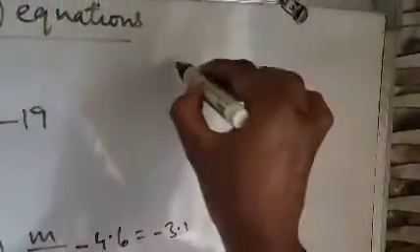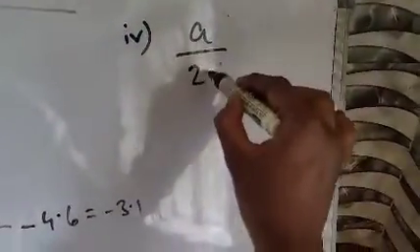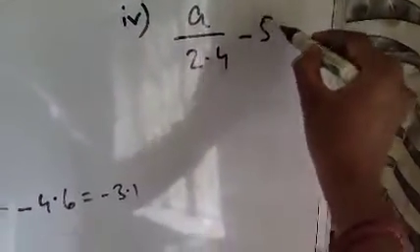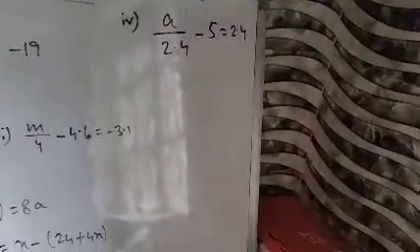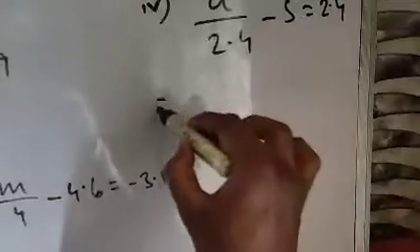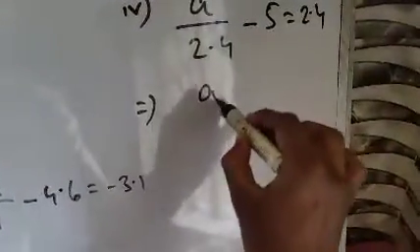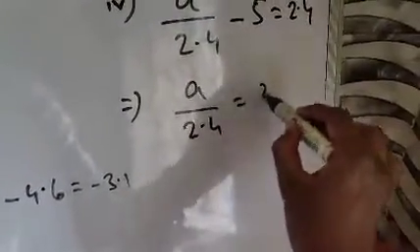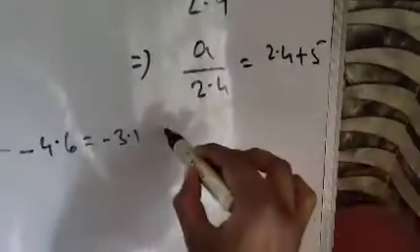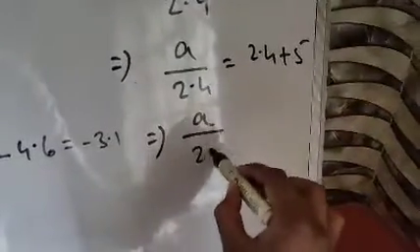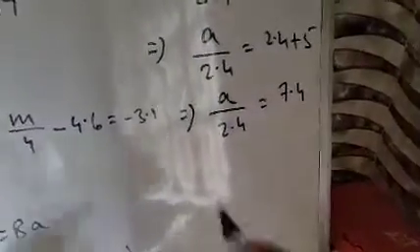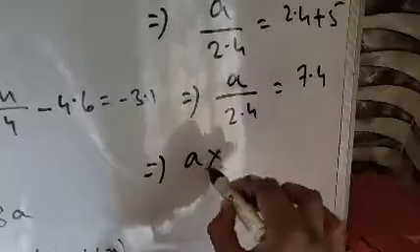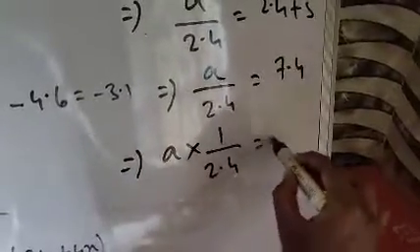Next, question number 4. Equation is a by 2.4 minus 5 equal to 2.4. In the same way, this minus 5 needs to be transferred first. 2.4 plus 5. So a by 2.4, this is 7.4.